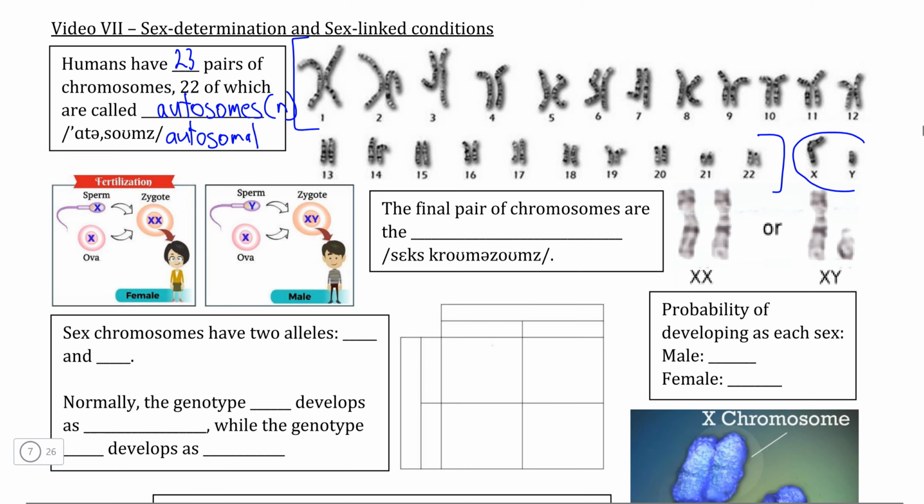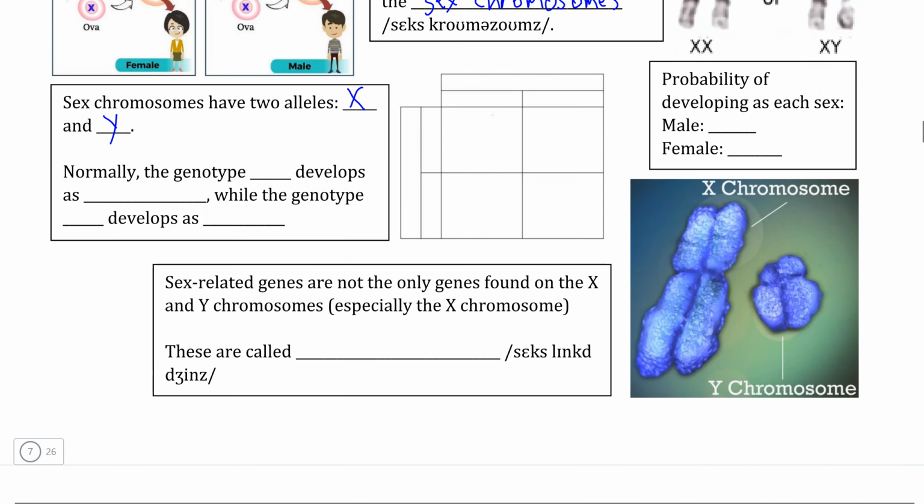whereas the final two chromosomes here, what we call the X chromosome and the Y chromosome, are simply what we call your sex chromosomes because of the important role that each chromosome plays in biological sex determination, which is the first Punnett square that we're going to be looking at here.